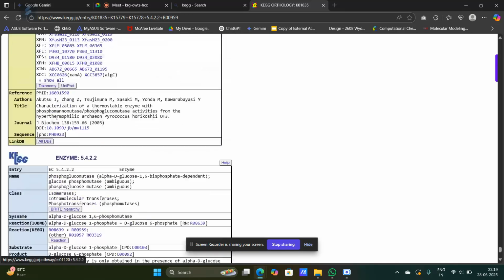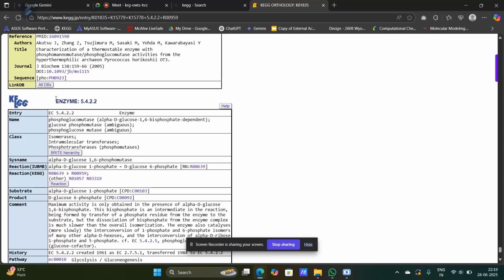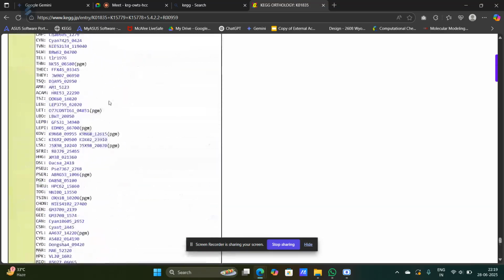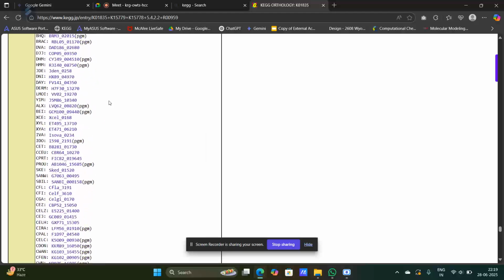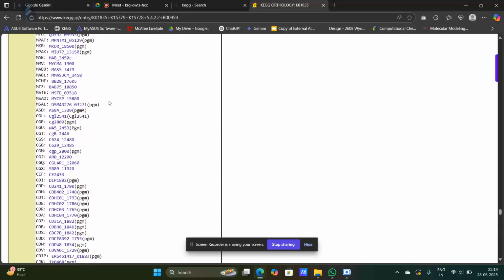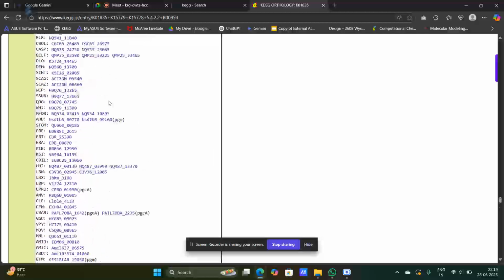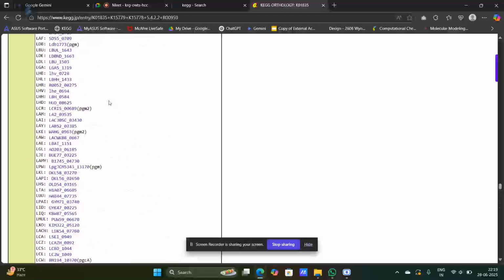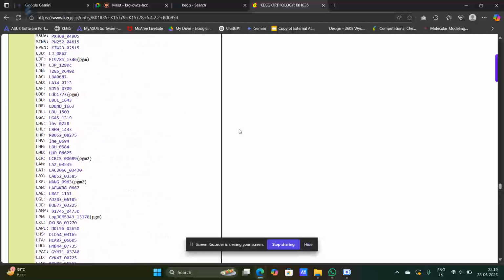Did you guys understand this Kegg enzyme and Kegg compound and Kegg pathway? Even the orthology thingy we will look at in detail in future sessions. I thought of only covering three today: Kegg pathway, Kegg compound, and Kegg enzyme. Are you guys able to understand?